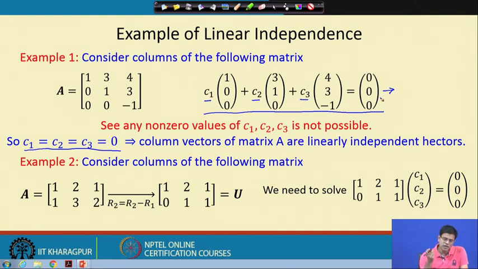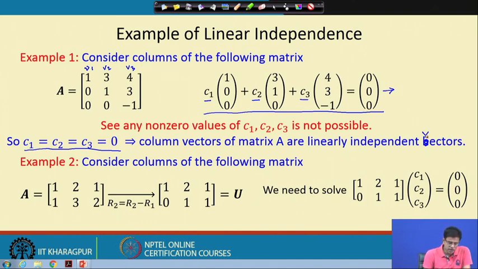So, that is why we say these vectors V1, V2 and V3 are linearly independent vectors. Now, consider another example where it is a rectangular matrix.